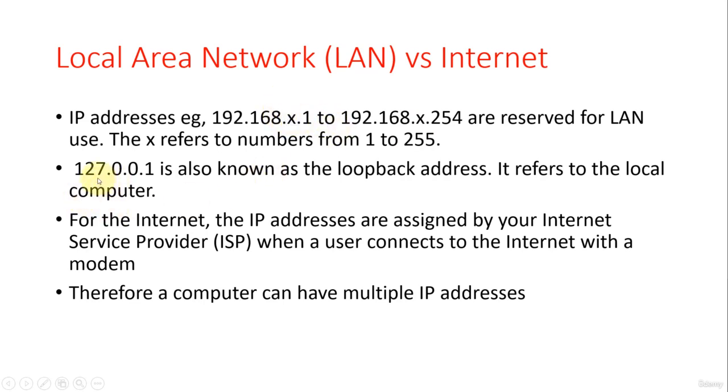There's a special IP address, 127.0.0.1, which is also known as the loopback address. It refers to the local machine, the local computer itself. For the internet, the IP addresses are assigned by your Internet Service Provider, ISP, when a user connects to the internet with a modem. Therefore, a computer can have multiple IP addresses. Each IP address will be bound to a network interface. The network interface is your network adapter.